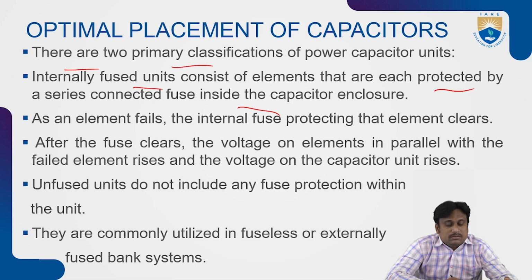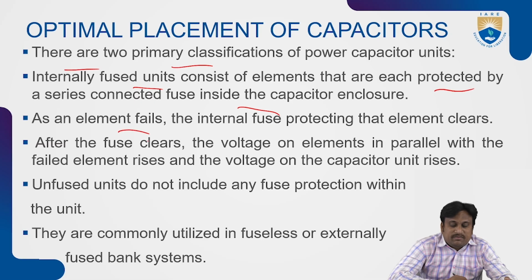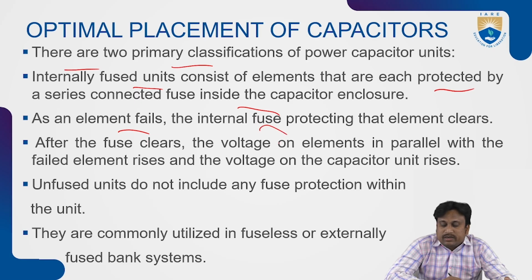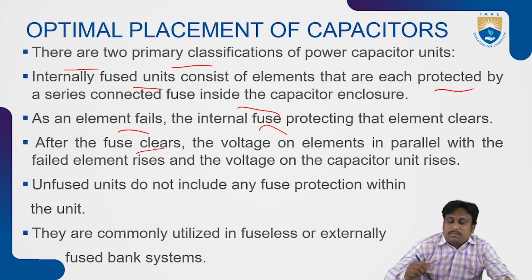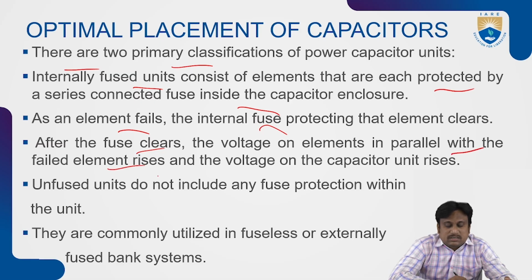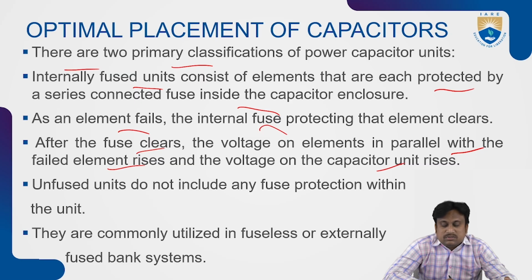They should be covered suitably. So when an element fails, the internal fuse protecting that element clears. After the fuse clears, the voltage on the elements in parallel with the failed element rises, and the voltage on the capacitor unit also increases. This usually happens when the fuse clears and the remaining elements are connected in parallel to each other. The failed element raises the voltage on the capacitor bank.